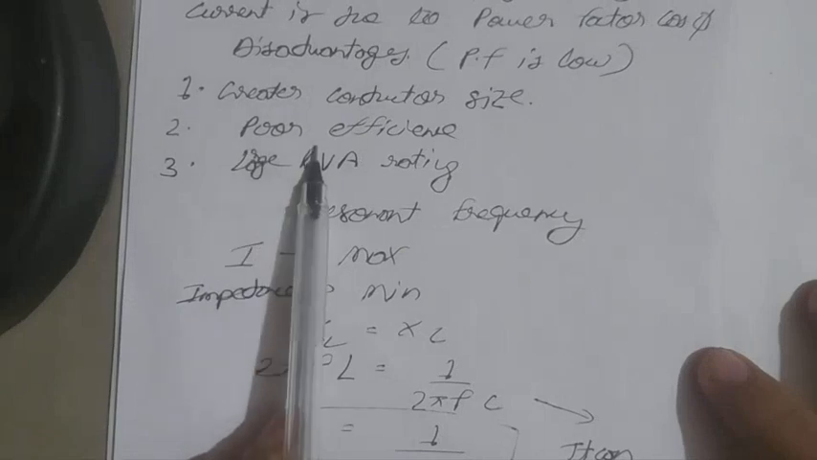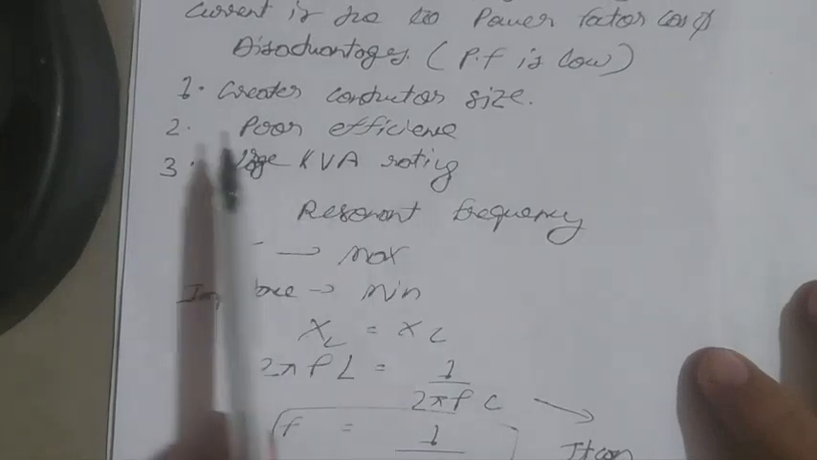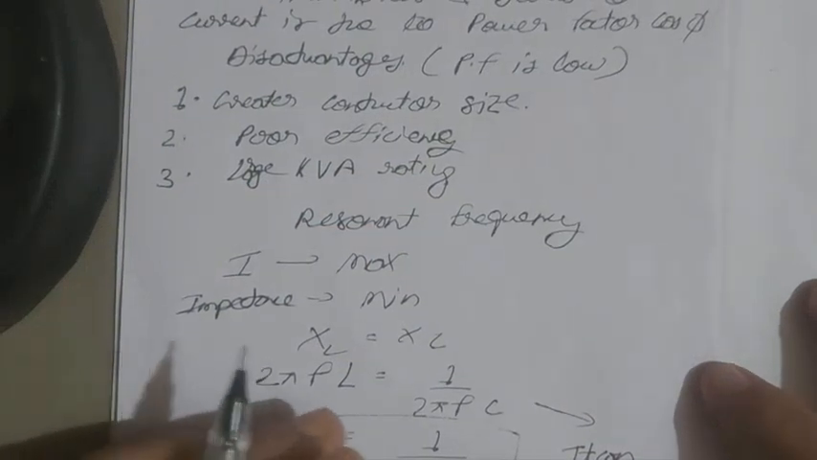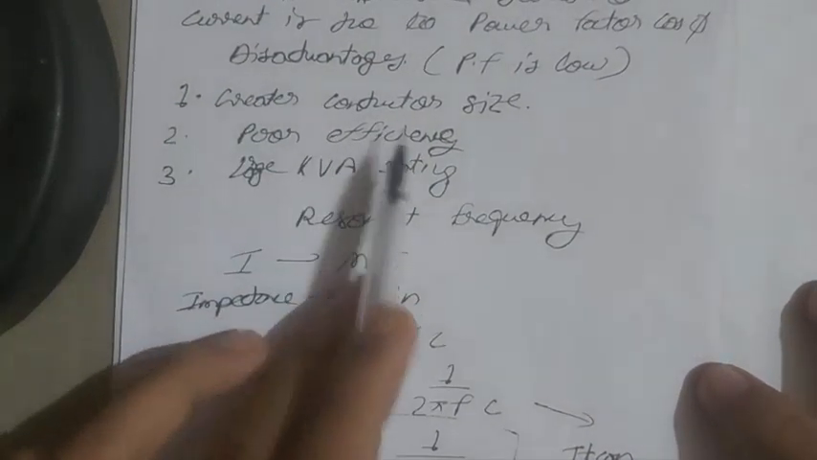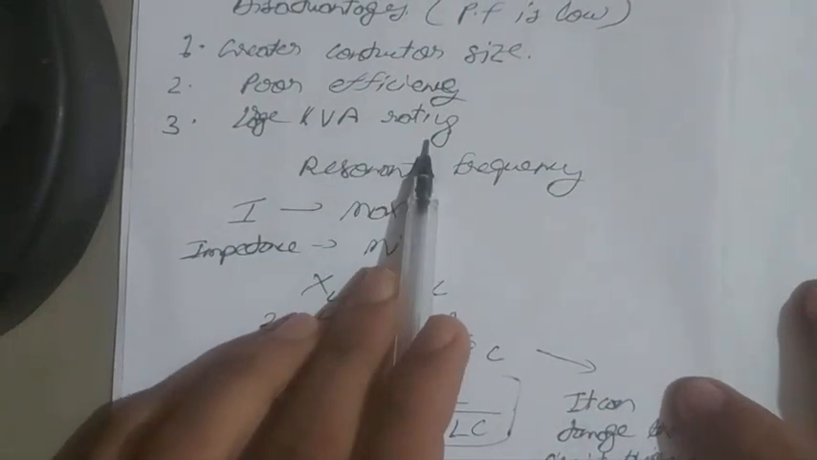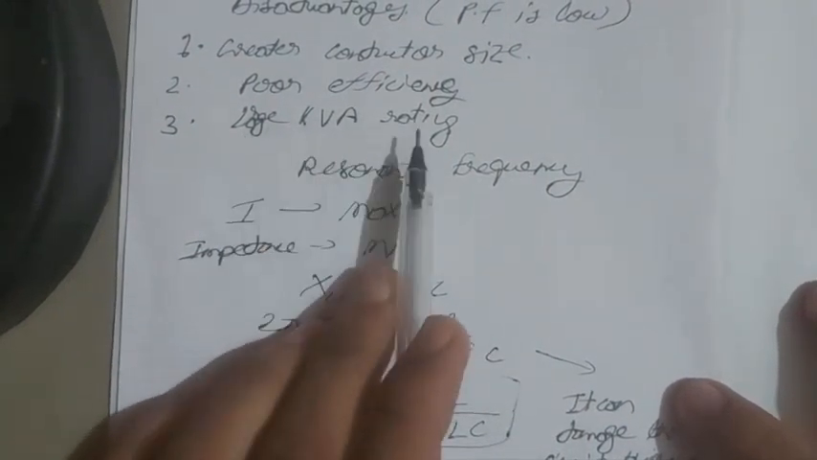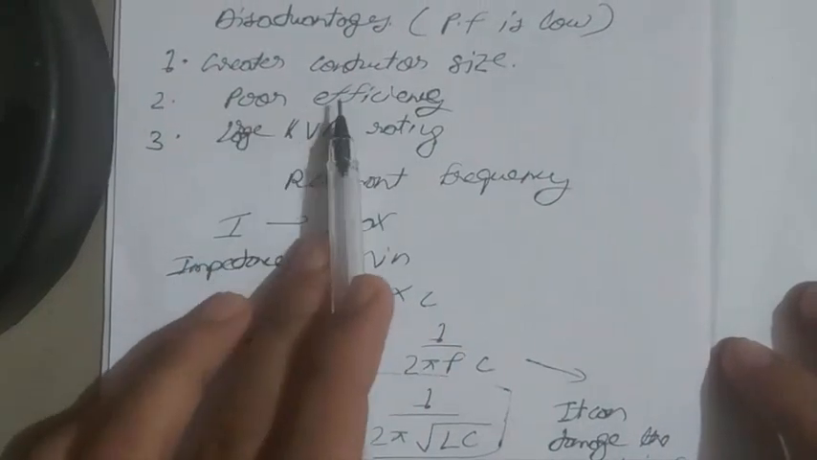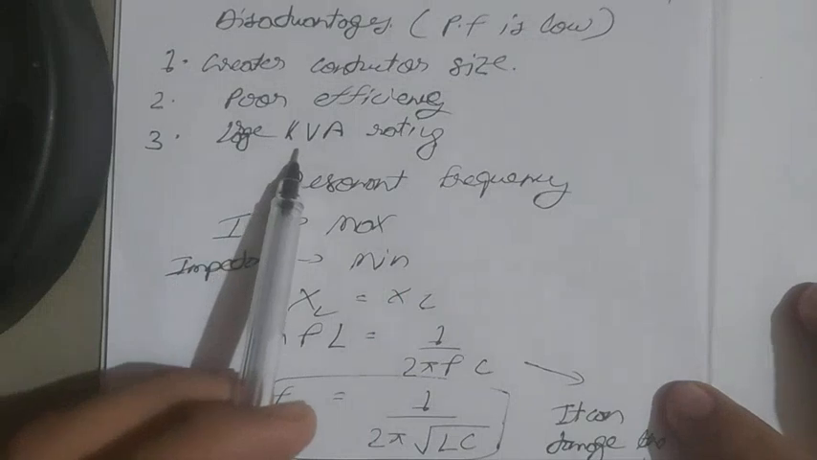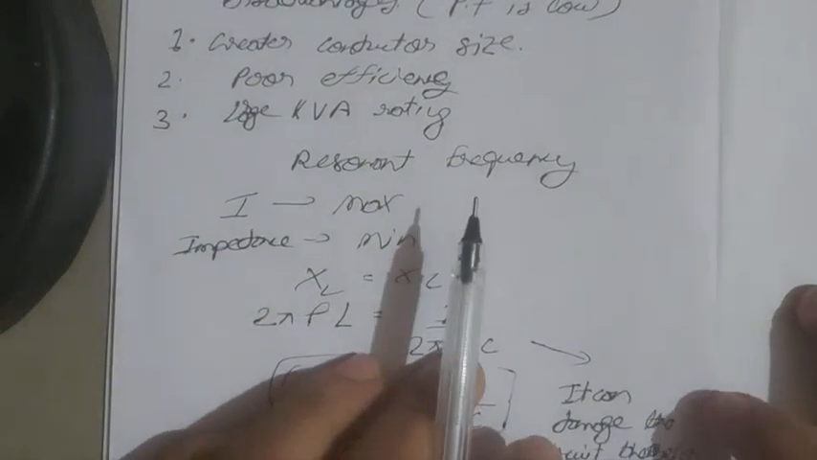Second, poor efficiency because of more resistance because of greater conductor size. Third, large kilowatt ampere rating because of a large conductor size and large current. Both are causing large kilowatt ampere rating.